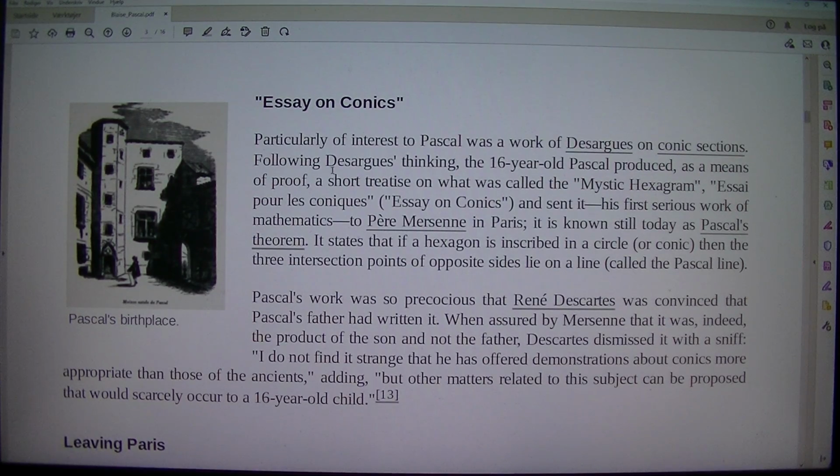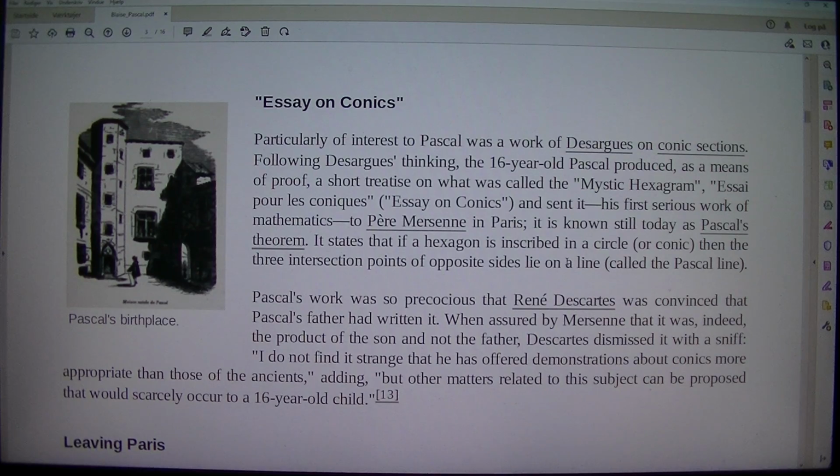Pascal's birthplace. Essay on Conics. Particularly of interest to Pascal was a work of Desargues on conic sections. Following Desargues' thinking, the 16-year-old Pascal produced, as a means of proof, a short treatise on what was called the mystic hexagram, Essai pour les coniques, Essay on Conics, and sent it, his first serious work of mathematics, to Mersenne in Paris. It is known still today as Pascal's theorem. It states that if a hexagon is inscribed in a circle, or conic, then the three intersection points of opposite sides lie on a line, called the Pascal line.